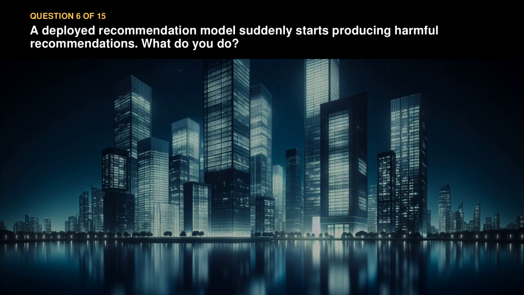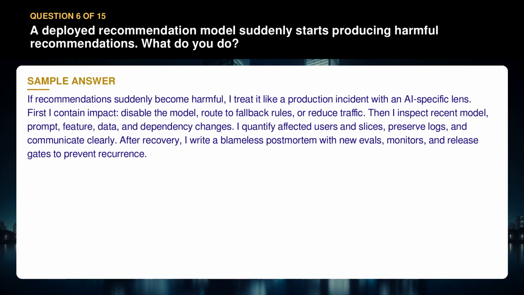Question 6. A deployed recommendation model suddenly starts producing harmful recommendations. What do you do? If recommendations suddenly become harmful, I treat it like a production incident with an AI-specific lens. First, I contain impact, disable the model, route to fallback rules, or reduce traffic. Then I inspect recent model, prompt, feature, data, and dependency changes.